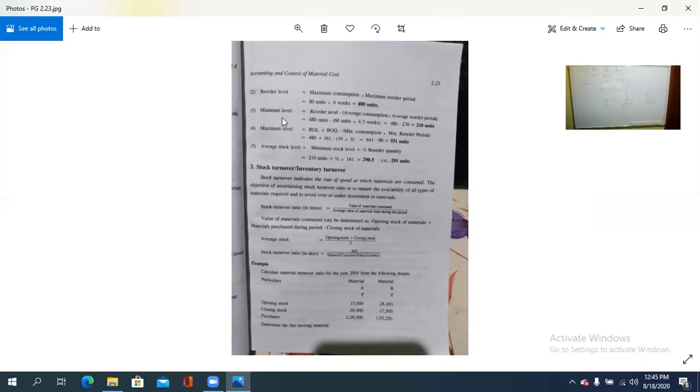So 15,000 plus 228, so it is 243. And 28,000 plus 103,250, 131,250. Okay. Less what? Closing stock. Closing stock is 28,000 and 17,500.